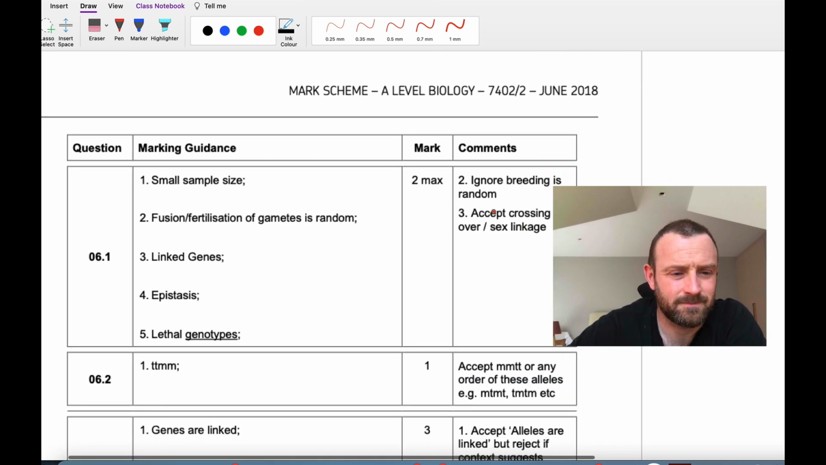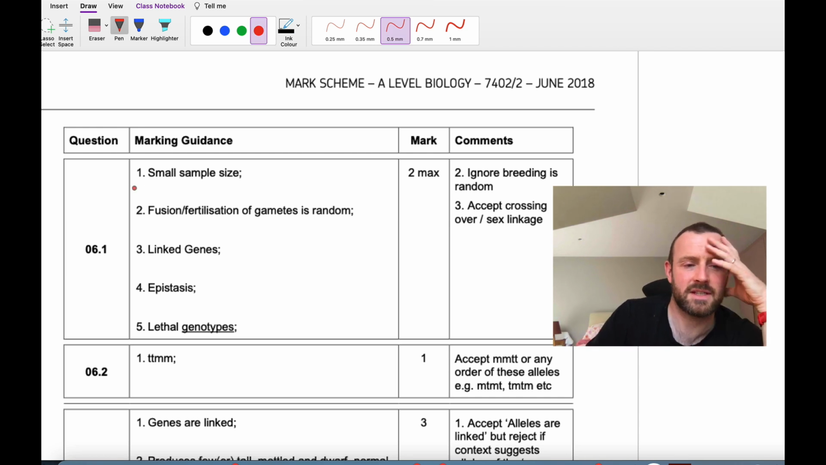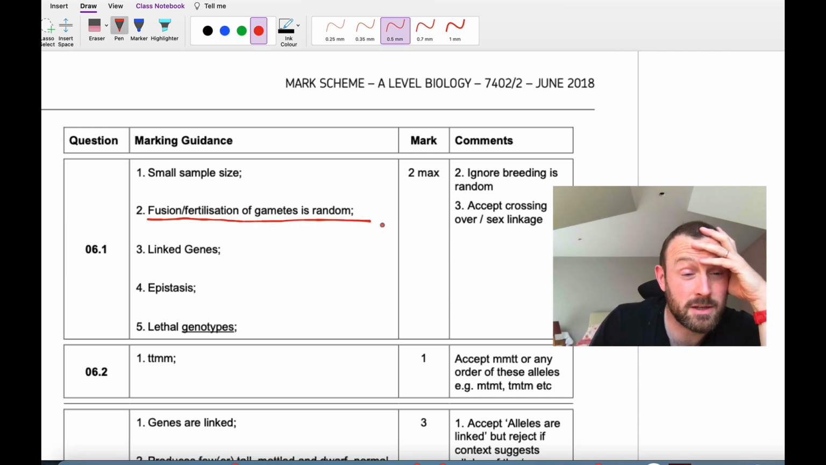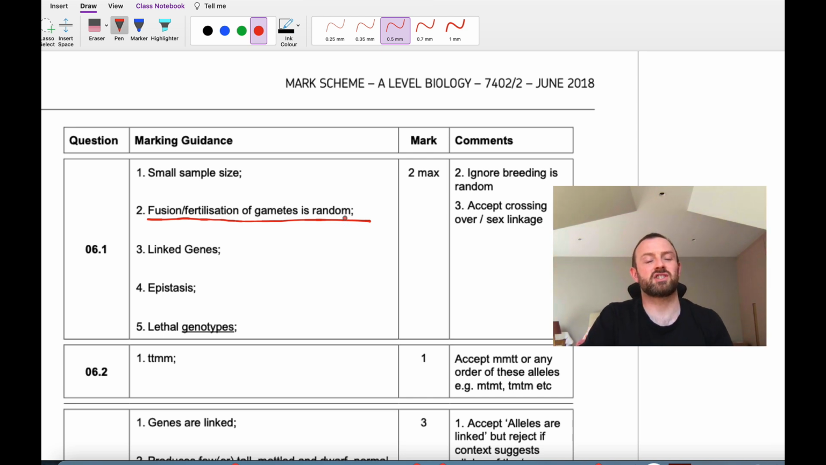Look at all these things. Could have had any of these. Okay, this is the one I said. Fertilization of gametes is random. Look at all these things you could have said. Small sample size, genes may be linked. So you could have written autosomal linkage. Oh, I would have got a mark, thankfully. It does say except crossing over, so I would have got a mark there. But there are much more easy things I could have said, possibly.